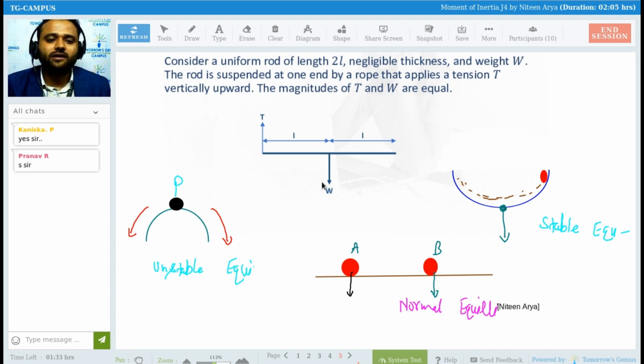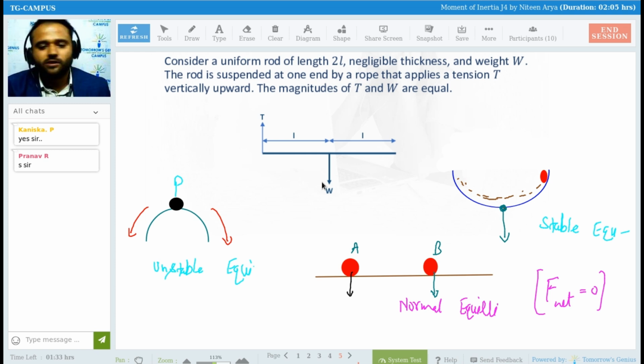In equilibrium, whether stable, unstable, or neutral, what does it mean? F net is going to be 0. The total force working on these systems, on this ball of mass m, is going to be 0.